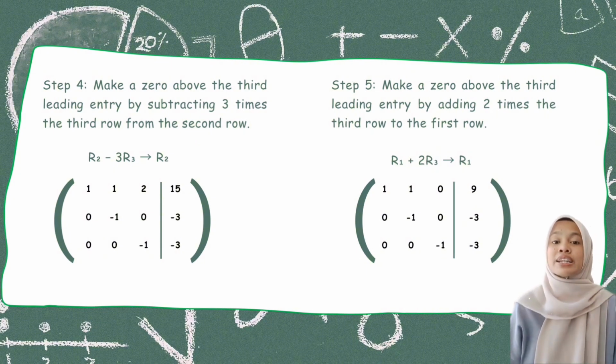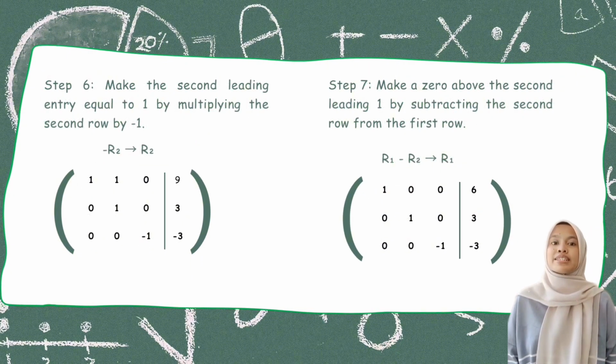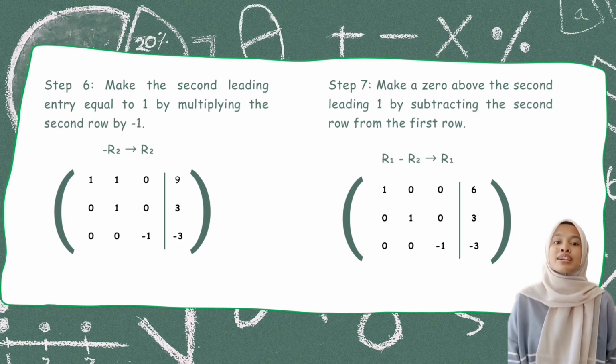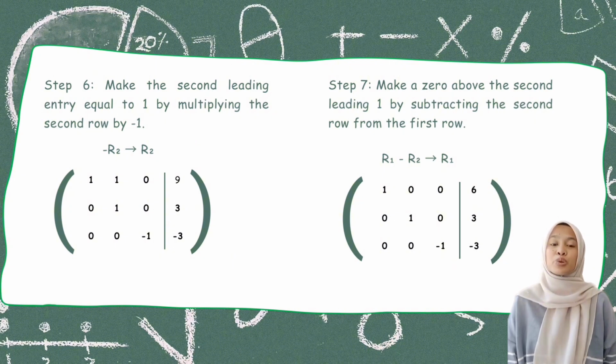In step 5, we make another 0 above the third leading entry by performing the row operation row 1 plus 2 row 3 gives row 1. And the first row becomes 1, 1, 0, 9. In step 6, we make the second leading entry equal to 1 by performing the row operation negative row 2 gives row 2. As a result, the second row becomes 0, 1, 0, 3. In step 7, we make a zero above the second leading one by performing the row operation row 1 minus row 2 gives row 1, and as a result, the first row becomes 1, 0, 0, 6.